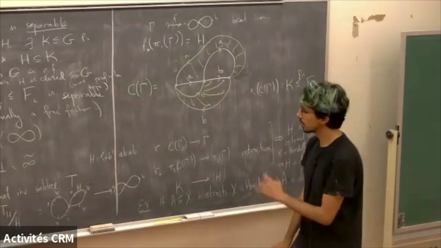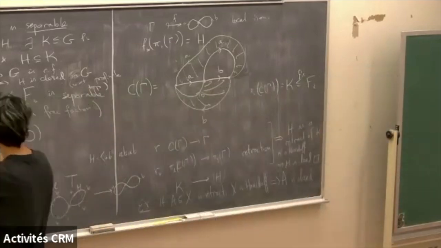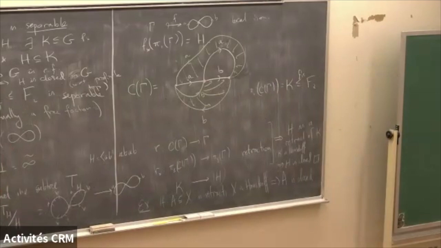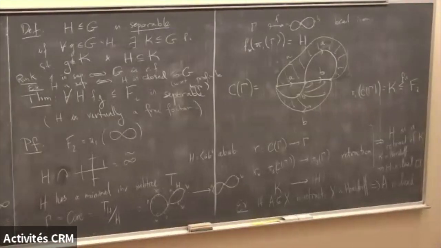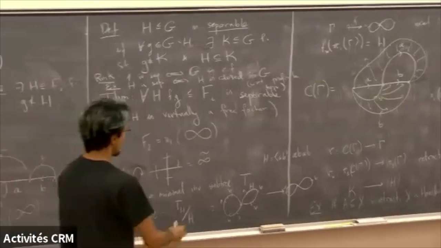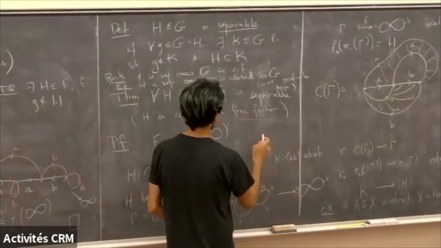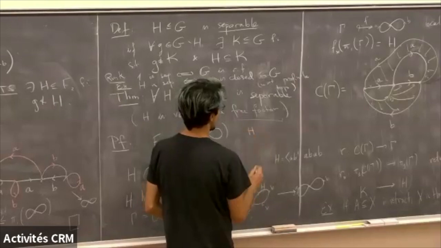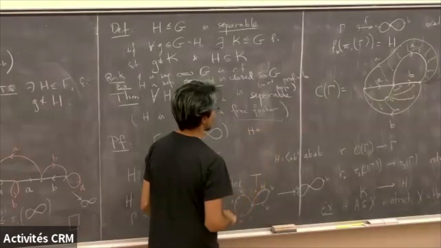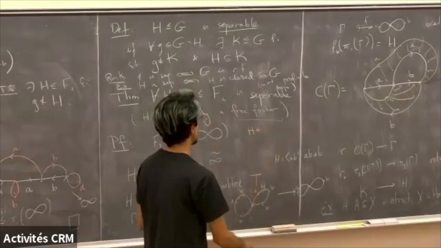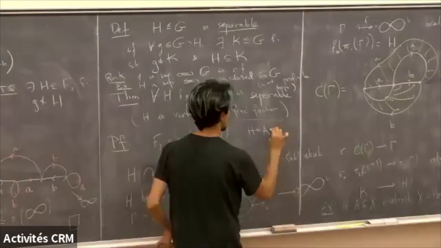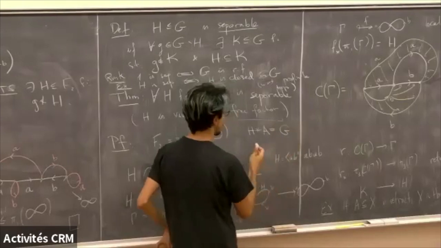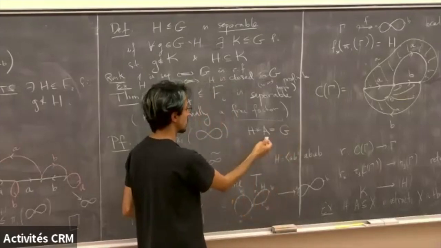And actually what we got here is even more: the fact that H is literally a free factor. H has a free subgroup complement. So I can find some A such that, in this situation, I'll say that H is a free factor.